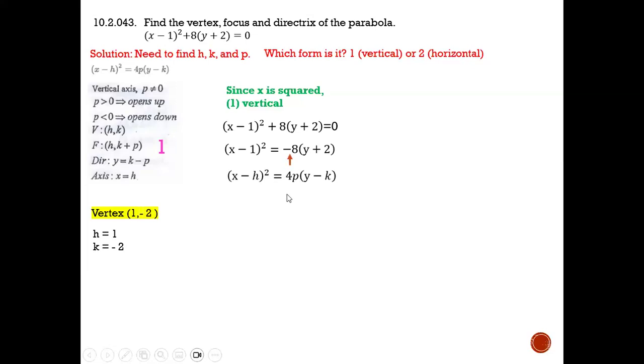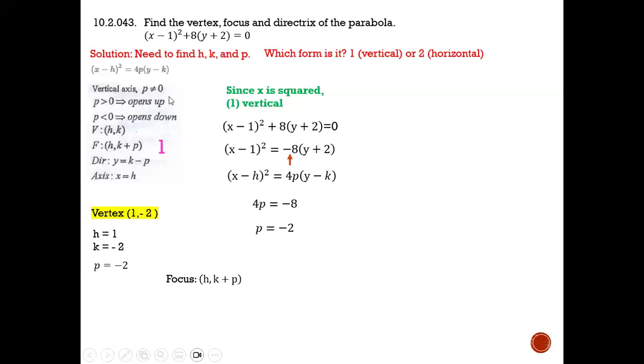Again, this is my general form for the equation. The number outside the parentheses is 4p. The number outside the parentheses already given is negative 8. So to help me find p, I can set negative 8 equal to 4p. That's where they match. So 4p is negative 8. Use this to solve for p, divide by 4 everywhere. Negative 8 divided by 4 is negative 2. So my p-value is negative 2.